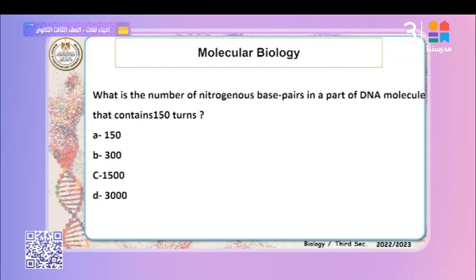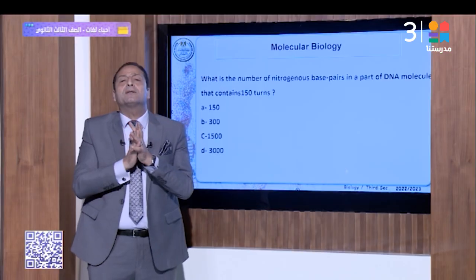What is the number of nitrogenous base pairs? Pay attention: base pairs, that means pairs, in a part of a DNA molecule containing 150 turns. 150 turns means one strand has 150 nucleotides and another strand has 150 nucleotides. Okay? That means each turn contains 20 nucleotides.